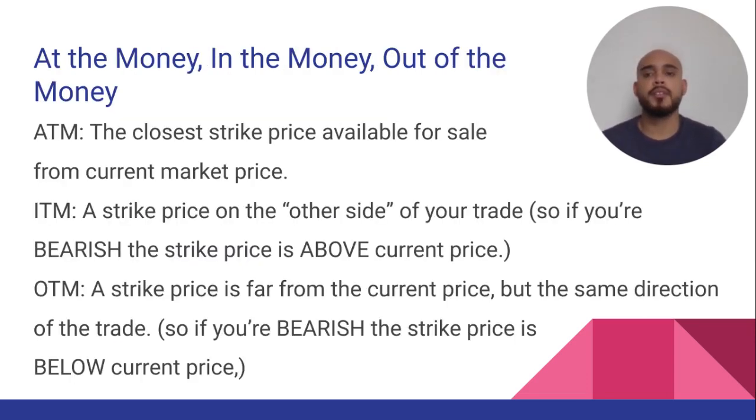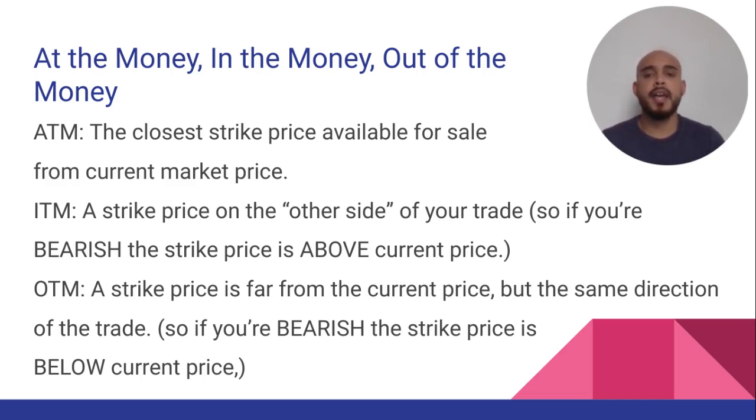So when we're looking at strike price, we want to decide, do we want an at the money put, in the money put, or out of the money put? So let's review what each of those is and then when it's appropriate to buy those particular put options. So an at the money put option has the closest strike price available for sale from the current market price. So the strike price is either slightly above or slightly below the actual market price of that stock.